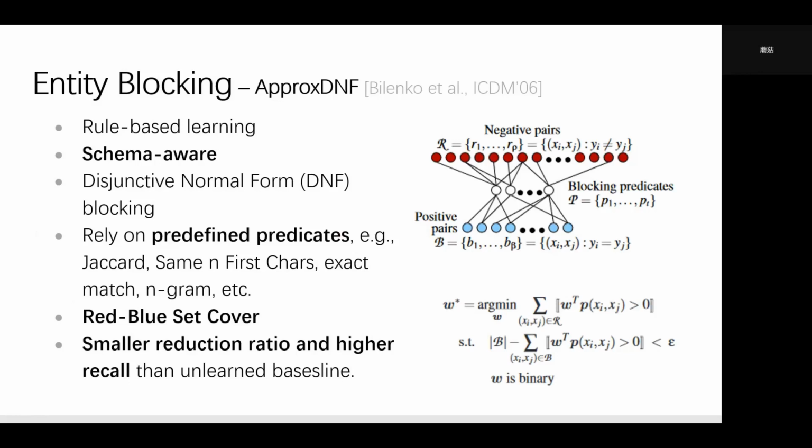So each predicate is assigned one binary value W, and the objective is to make sure that the selected predicates should not satisfy many negative pairs, but should satisfy as many positive pairs. So in experiments, the Pros-DNF shows that it has smaller reduction ratio and higher recall than other baselines.